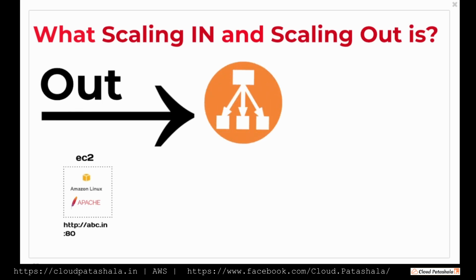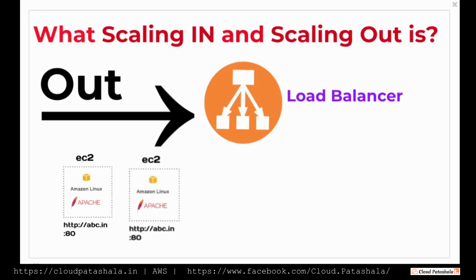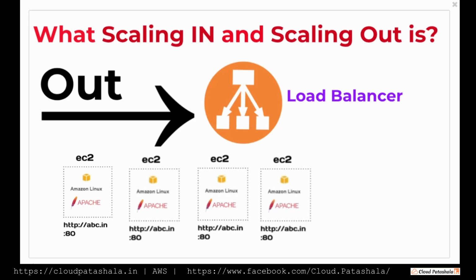So in general, for scaling out, we put the servers behind a load balancer so that the load balancer can send the requests alternately to different web servers that are hosted in our environment. So what we do is we keep on increasing the number of servers behind the load balancer that are hosting the same website abc.in. What happens in this scenario is, as and when we increase the number of servers, the load is distributed across multiple EC2 instances, as shown in the picture above.